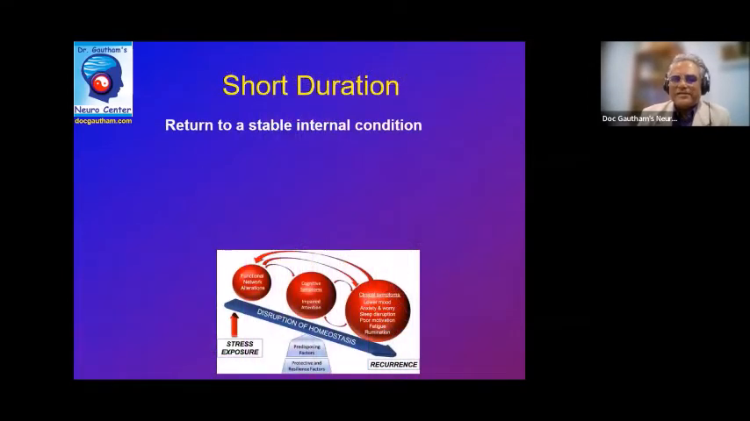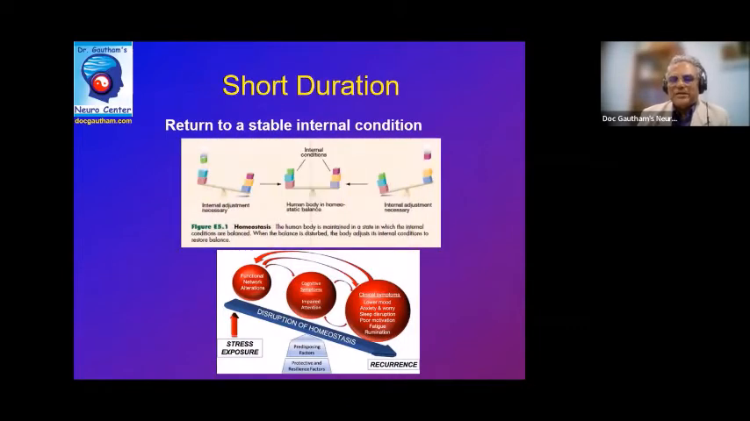So when stress is of short duration, the brain returns to a stable internal condition. So this again is what we call homeostasis. So the brain is brought back to normal.